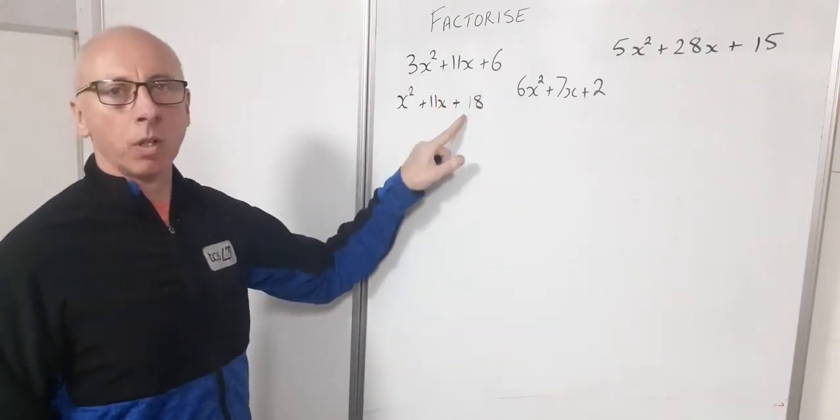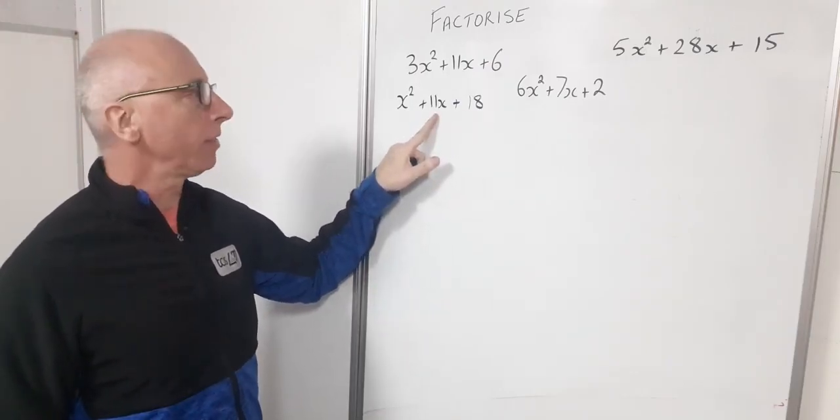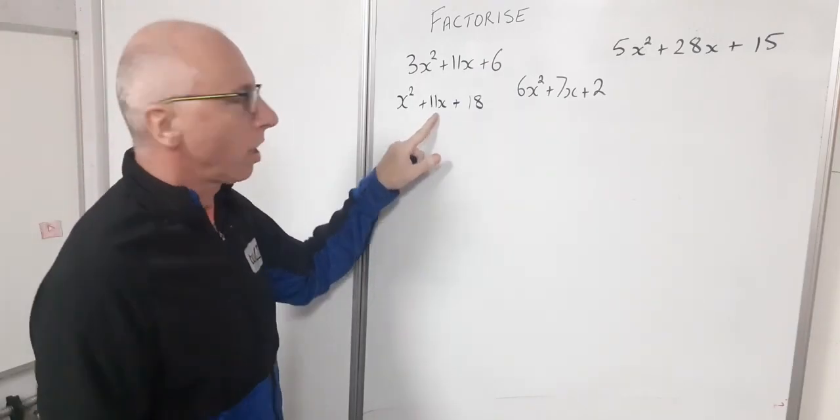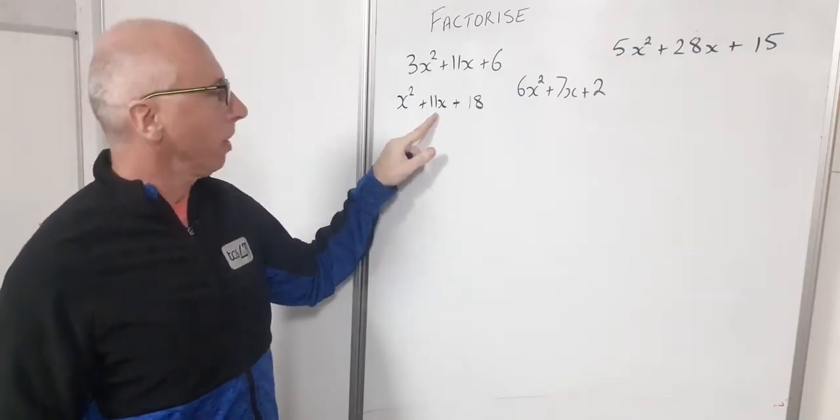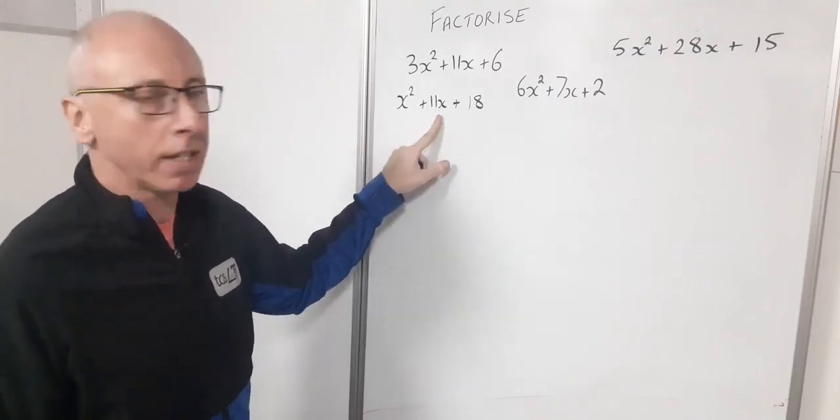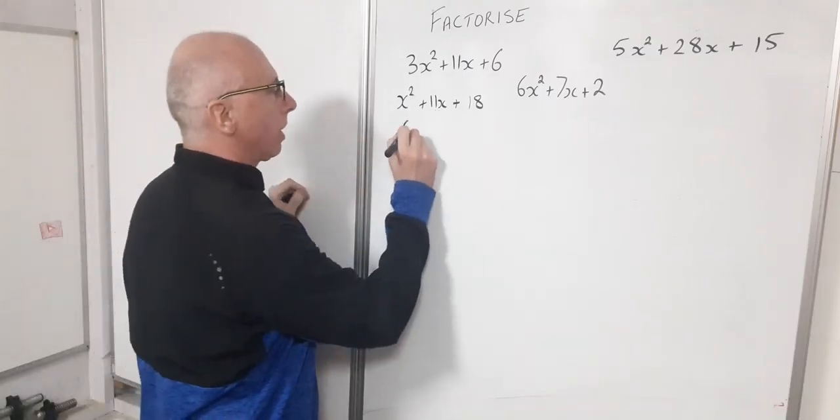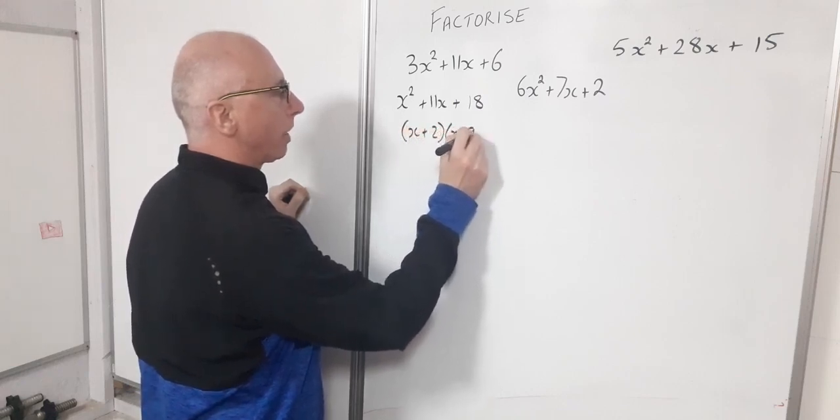So now what we do is we look at factors of 18 which can sum to 11. So we've got 1 and 18, that's no good. 2 and 9. Okay, so we've come across it straight away. 2 and 9 looks good. So 2 plus 9 is 11. So now what I write is x plus 2, x plus 9.